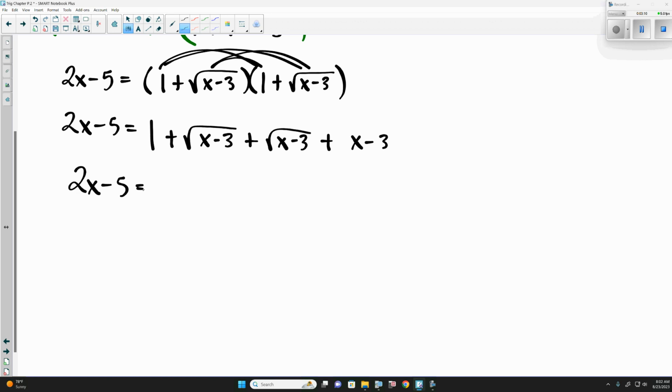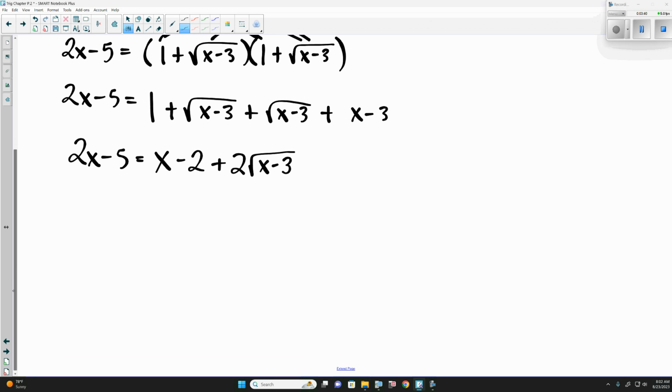And the reason I do that is we can combine like terms. The only x outside of a radical is just our 1x. However, our 1 and negative 3 are like terms, which gives us negative 2 plus. Our two radicals are the exact same, so we have two of them. 2 square roots of x minus 3. Questions on this so far?